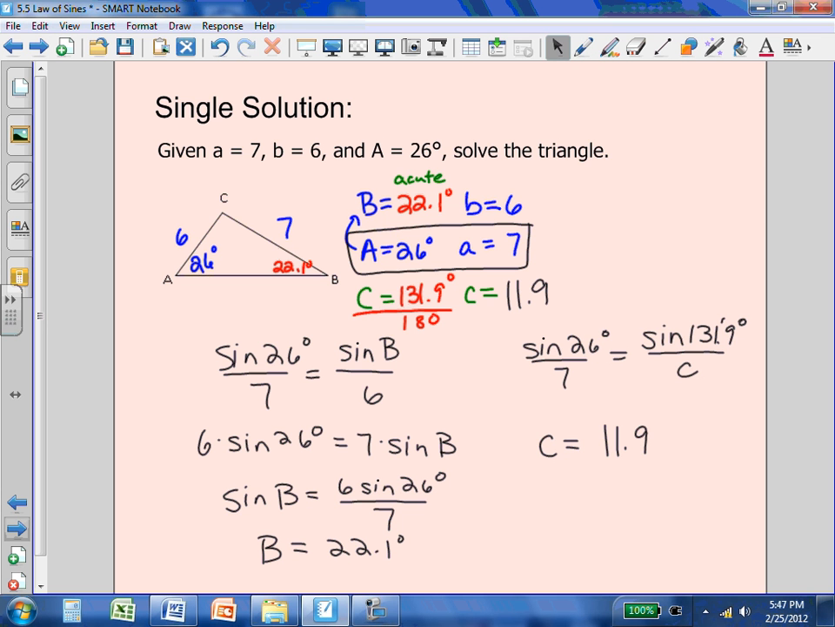Is everything in order? It goes 6, 7, and then 11.9, so that's smallest to biggest. And then on my angle measures, 22.1, 26, and 131.9. Yep, everything makes sense. Everything is in order, so that is my one unique and single solution for that triangle.